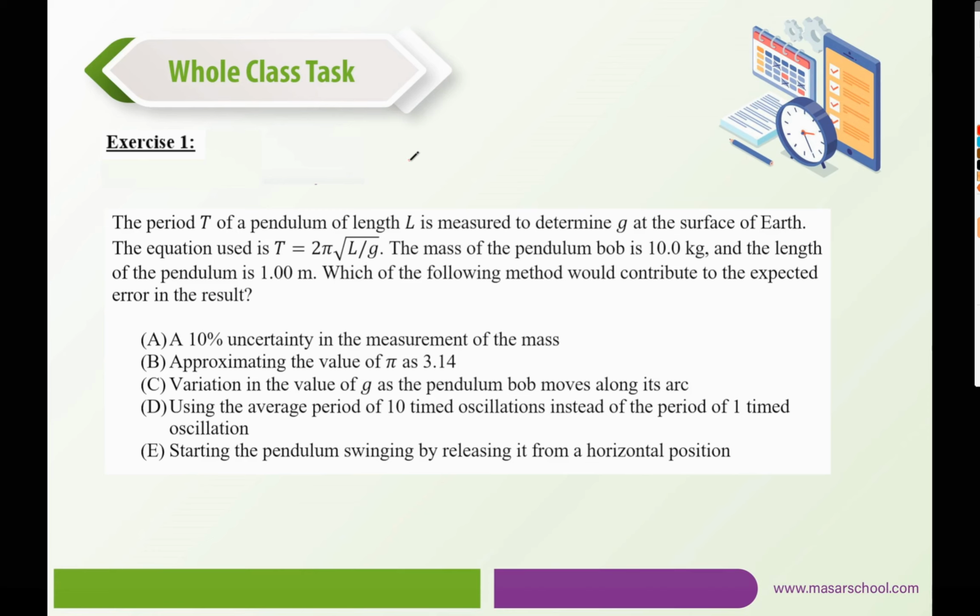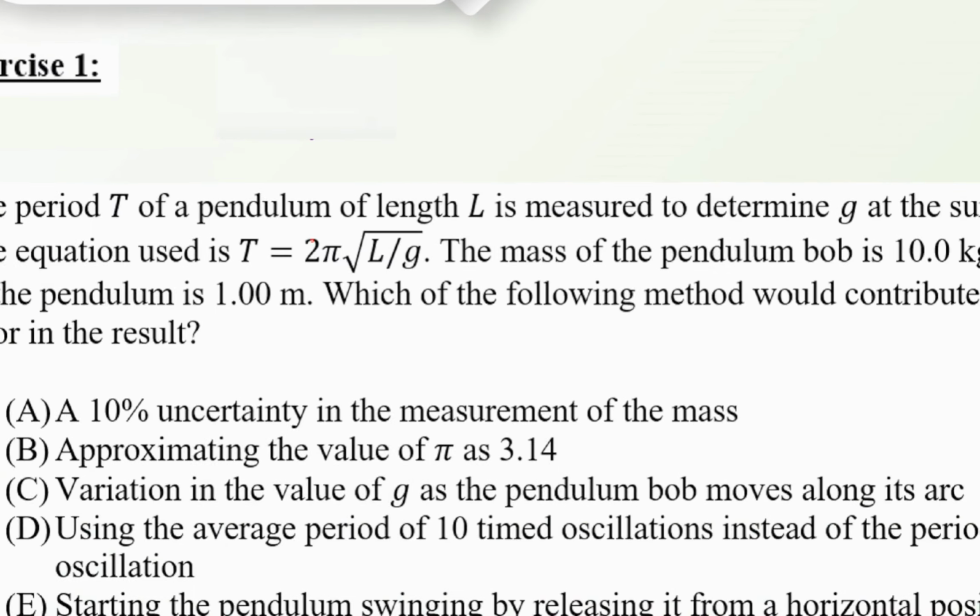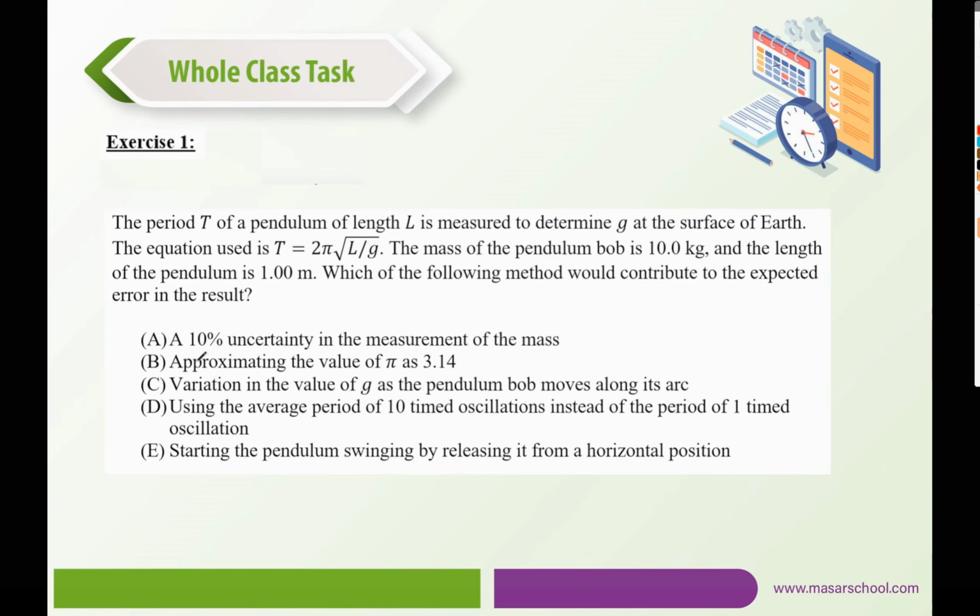And now for the rest of the video we're going to solve some exercises. Exercise 1: the period T of a pendulum of length L is measured to determine g at the surface of Earth. The equation used for the period is 2 pi radical L over g. The mass of the pendulum bob is 10 kg and the length of the pendulum is 1 meter. Remember that this condition always holds true if the angle of oscillations is very small. Which of the following methods would contribute to the expected error in the result?